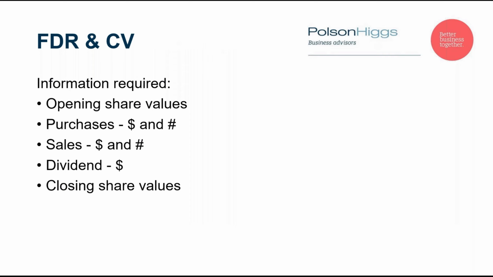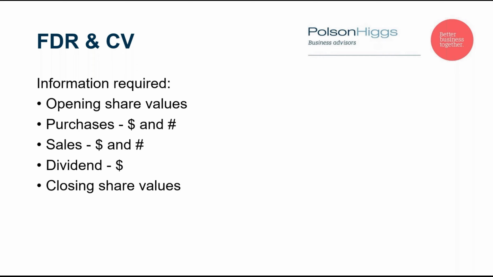What information do I need to have when I'm doing these calculations? Well, I need to have my opening share values. I also need to have my costs, but that's only to work out de minimis. I need to know how many shares I purchased and for how much. I need to know how many shares I sold and for how much. I need to know any dividends that I've had during the year. And I need to know my closing market value. All that information together should be enough to let us calculate our FDR or CV income.